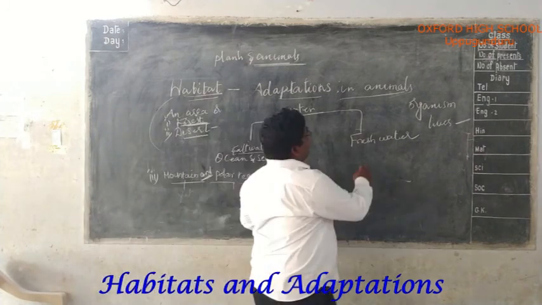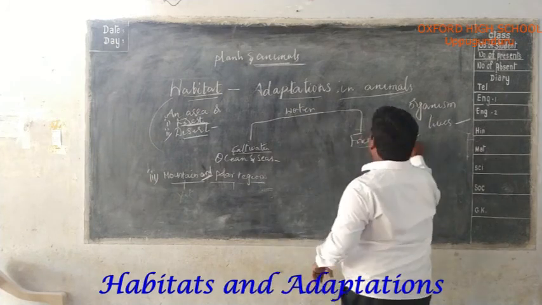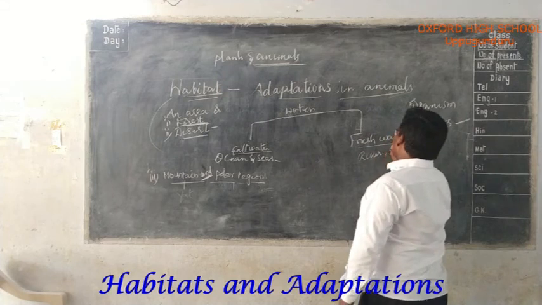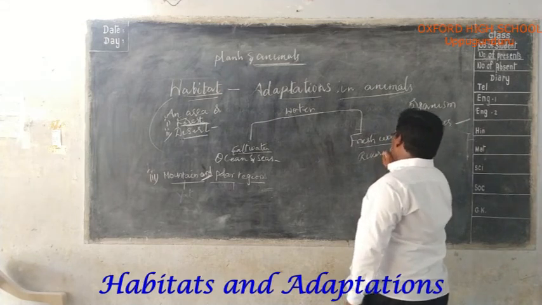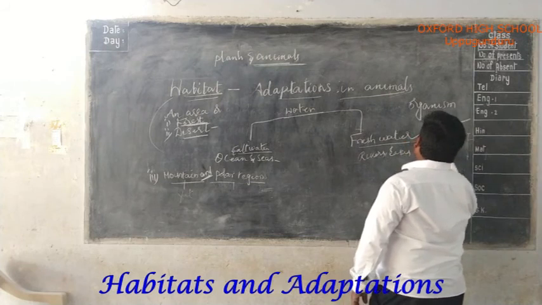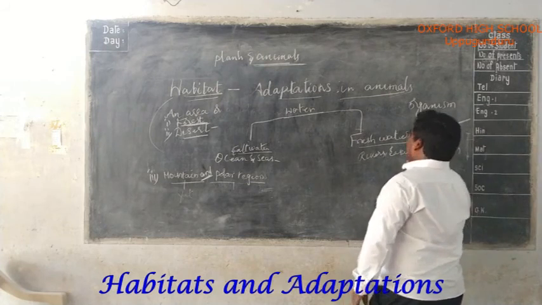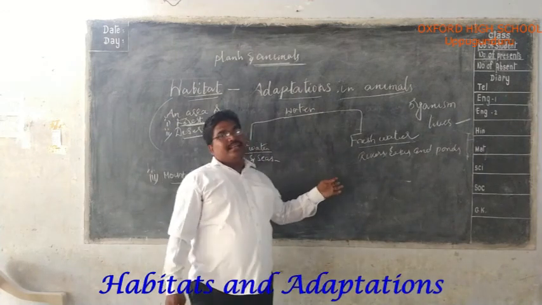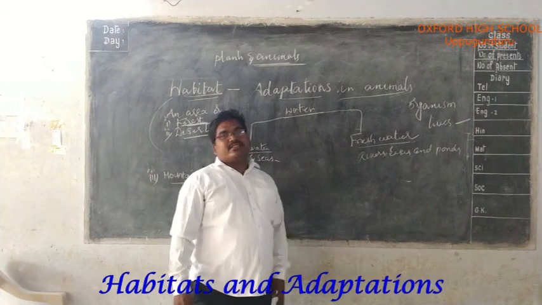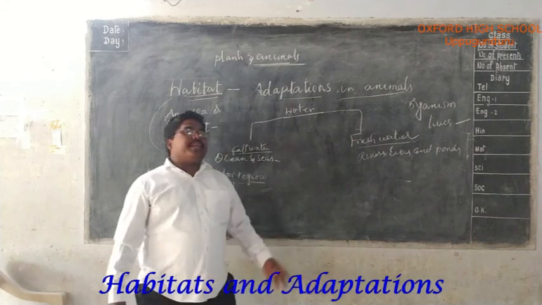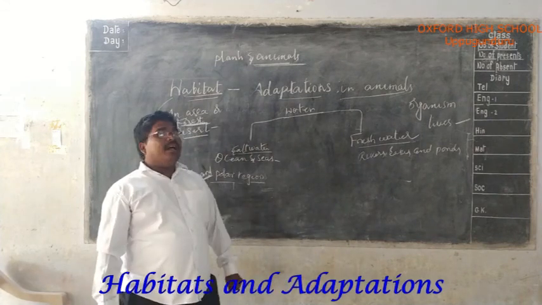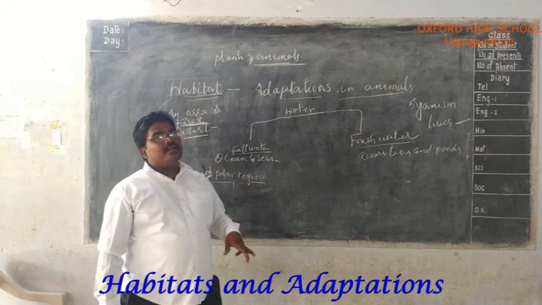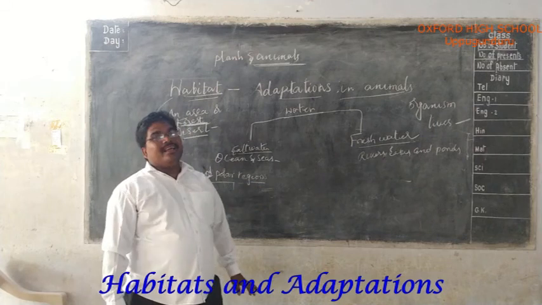And freshwater habitats: what are the freshwater habitats? Lakes, rivers and ponds. Rivers, lakes and ponds are the freshwater habitats on the land. These habitats also contain a wide variety of fishes, along with animals like hippopotamus and alligator.